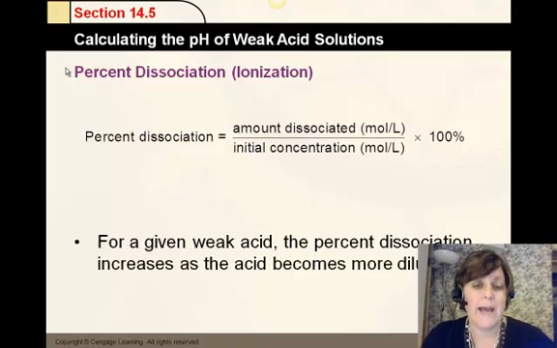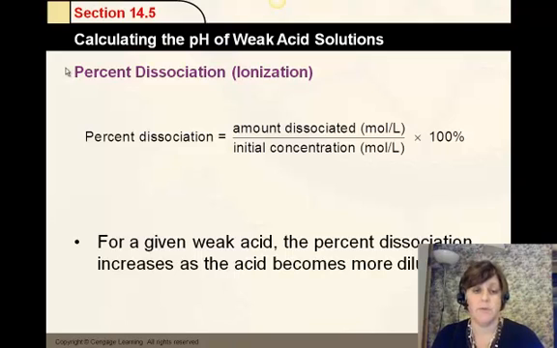For a given weak acid, the percent dissociation increases as the acid becomes more dilute. This is an important concept because weak acids do not ionize well. They only ionize a small amount. So if they're weaker, they're going to dissociate a certain amount. And if the concentration is less, that means the dissociation is going to be greater. Very strong concentrations of weak acids will only dissociate the same small amount. So when you do the division, a smaller number over a greater initial concentration is going to produce a smaller percent dissociation.